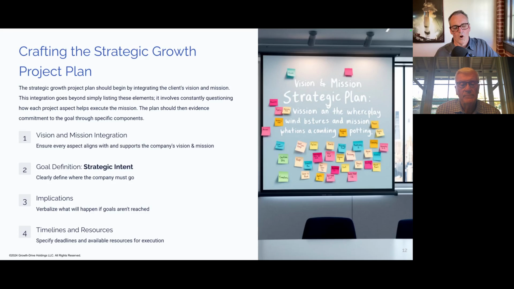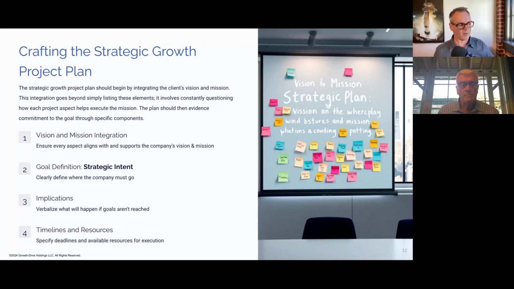All right. So our plan has to integrate the vision and mission. Now, we may state them at the top, but in our thinking, in our planning, we are going to always be focused on the vision and mission. Does this help us execute our mission to move to the vision? Goal definition, strategic intent. And we've talked about the fact that intent is far more meaningful than a mere goal. Clearly defining where the company must go.